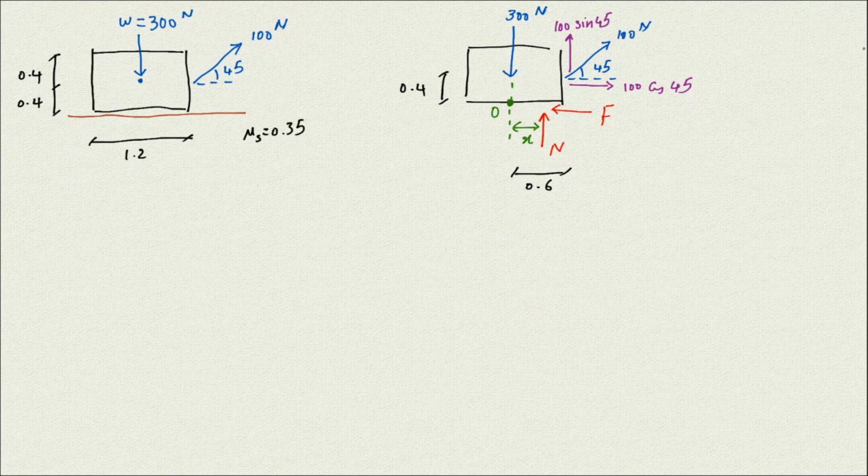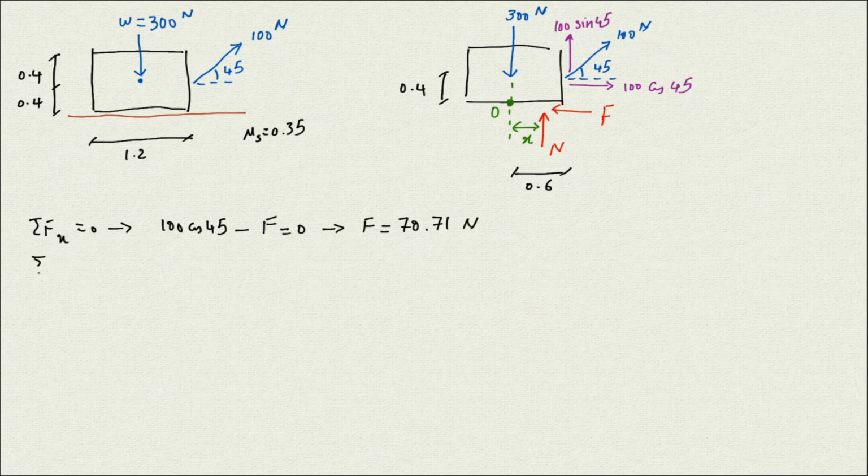I will go ahead and write the equilibrium equations. If I write the sigma Fx is 0, what I would have is that I have here 100 cosine 45 degrees as positive, and then we have the friction, which is going to be F, equal to 0. Therefore the F value comes out as 7.71 Newton. So that's what we have for the F value.